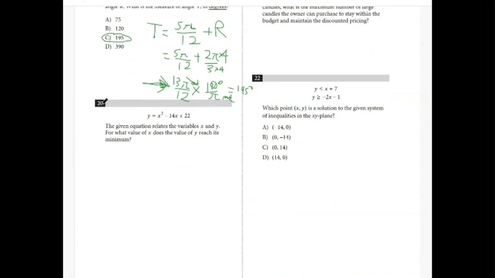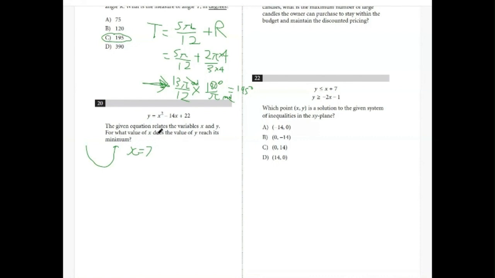Question 20. The given equation relates variables x and y. For what x does the value of y reach its minimum? There are 2 ways you can do this. You can use your graphing calculator and plot this function. It would be something like this. And using your graphing calculator, you can actually figure out that when x is equal to 7, the value of y can reach its minimum.